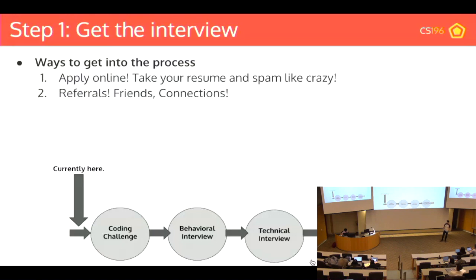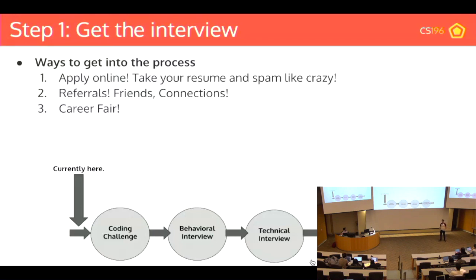is referrals. You all have friends, you all know people in certain companies, and you go to this school, you know people that probably have gone to the school that want to help you out, and they can refer you to certain companies. This will get you in the door. Finally, or actually third, there is the career fair.